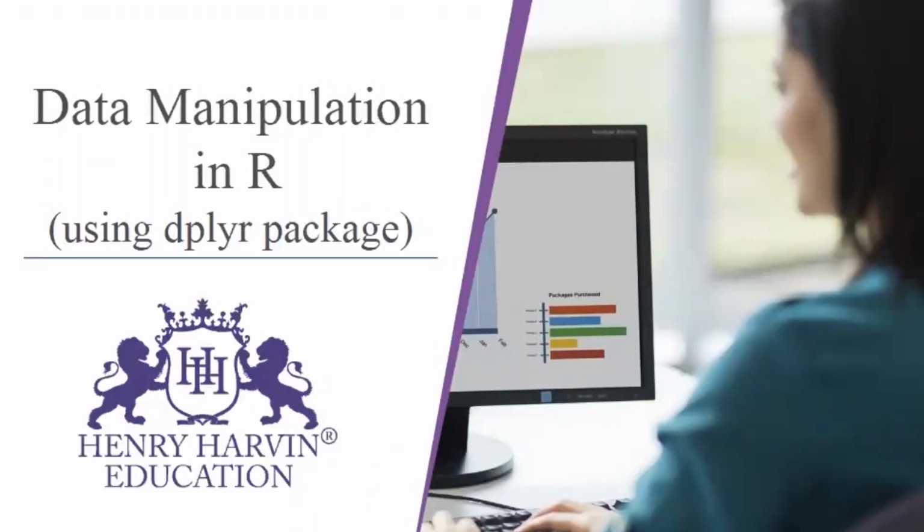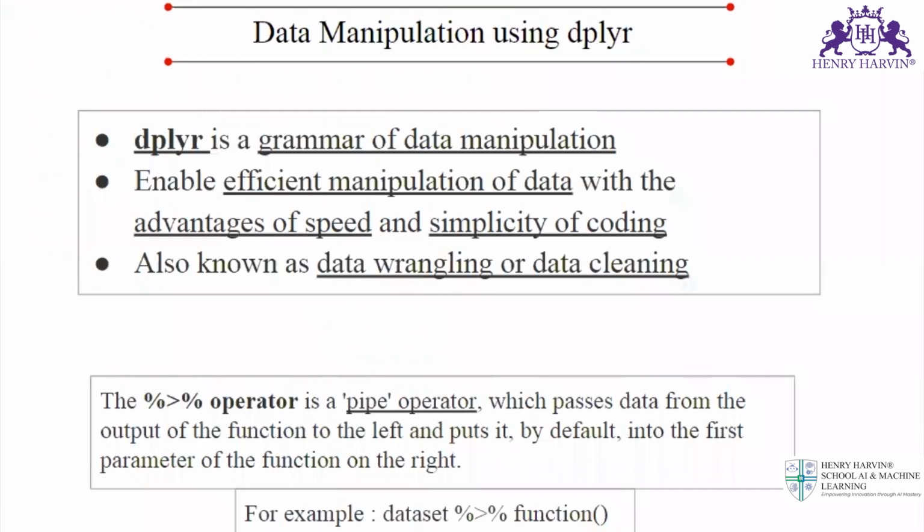Using the dplyr package. The dplyr package is a grammar of data manipulation. It enables efficient manipulation of data with the advantages of speed and simplicity of coding. dplyr is the package which helps manipulate data using an available set of variables. It helps in enhancing the accuracy and precision of the data we are using. It is also known as data wrangling or data cleaning.